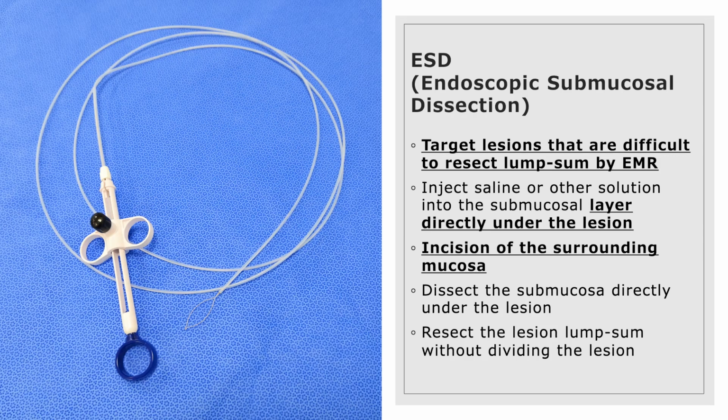A full circumferential incision is made through the surrounding mucosa. Starting from the exposed submucosa, the submucosa is peeled off. The lesion is resected in one piece without dividing the lesion.